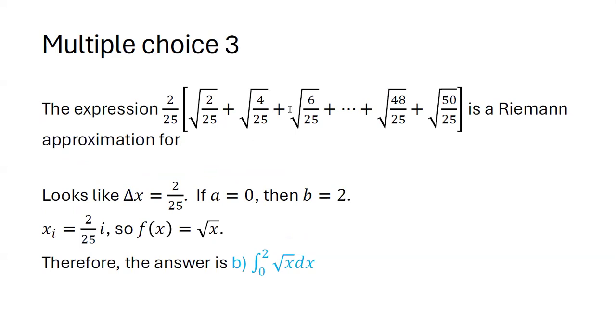Well, this is our f of x of i, and x of i is a plus delta x times i. I don't see something plus something, unless they simplified everything. So let's make our life easy, as I keep saying. A is 0, then b is 2, the delta x that we have. So our x of i is 2 over 25 times i, because x of i is a plus delta x times i, as I said. Let's double check. If i is 1, 2 over 25. i is 2, that's 4 over 25. i is 3, 6 over 25, so on and so forth, right? So we have all the pieces now. It's the integral from 0 to 2 of square root of x dx. That's choice B.